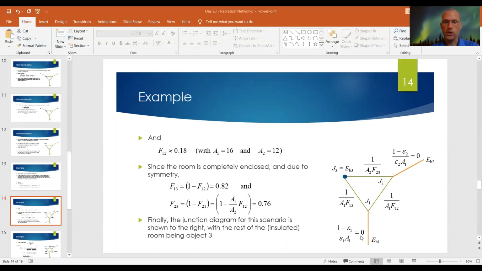And then my junction diagram, object 3, the rest of my room, I'm assuming to be insulated, so that guy doesn't have a branch on him. J3 is just EB3, EB2, and EB1. Because all surfaces are black, epsilon is 1, so 1 minus epsilon gives me a 0, so no resistance for this guy. Same down here, no resistance for that guy. So J1 is just EB1, J2 is EB2. Then I have these shape factor resistances: 1 over A1 F13 between 1 and 3, 1 over A1 F12 between 1 and 2, and the same thing between 2 and 3.